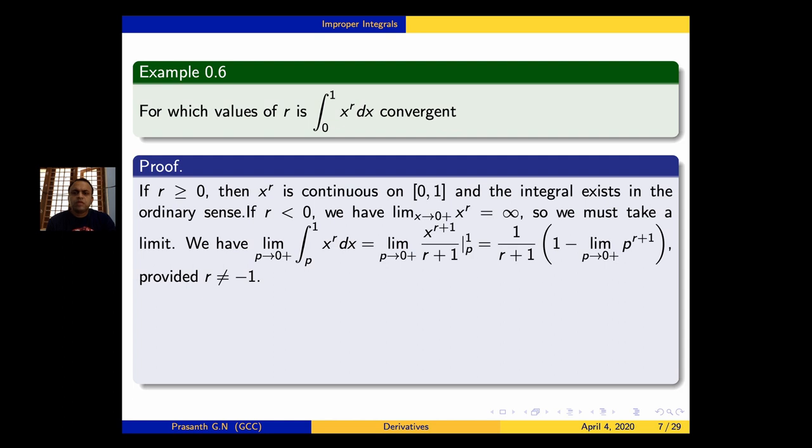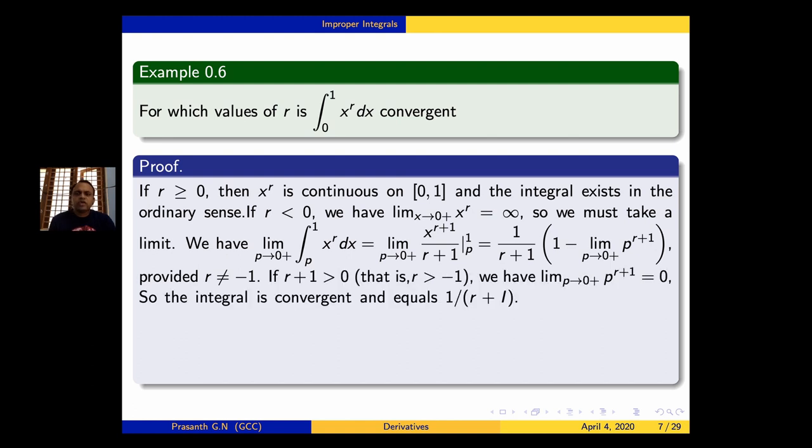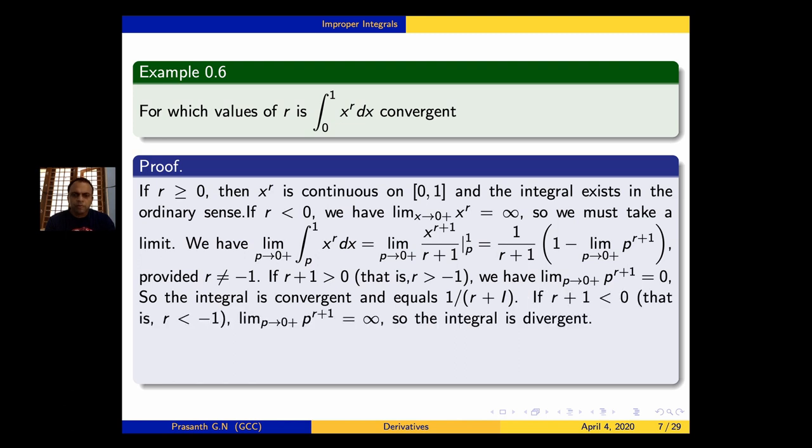So r less than 0. We have the limit as p tends to 0 plus of the integral from p to 1 of x raised to r dx, which is equal to the limit as p tends to 0 plus of x raised to r plus 1 by r plus 1 evaluated from p to 1, that is, 1 by r plus 1 times 1 minus the limit as p tends to 0 plus of p raised to r plus 1, provided r is not equal to minus 1. So if r plus 1 is greater than 0, that is, r is greater than minus 1, you have the limit as p tends to 0 plus of p raised to r plus 1 equal to 0. So the integral is convergent and equals 1 by r plus 1.